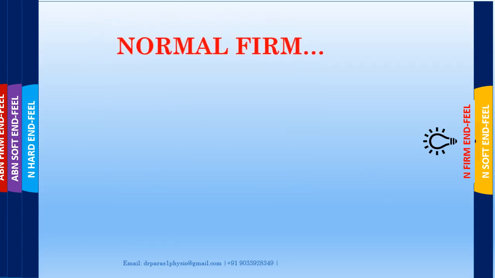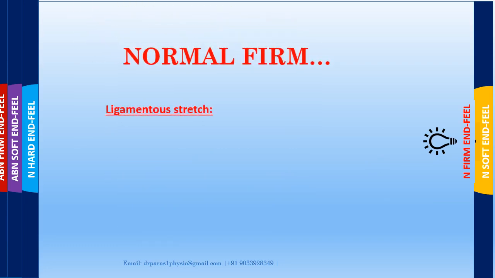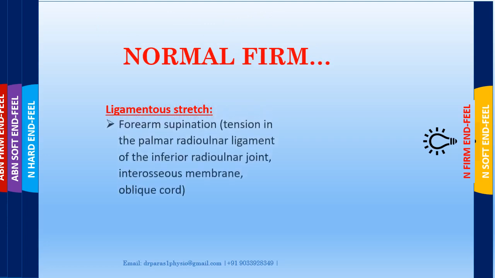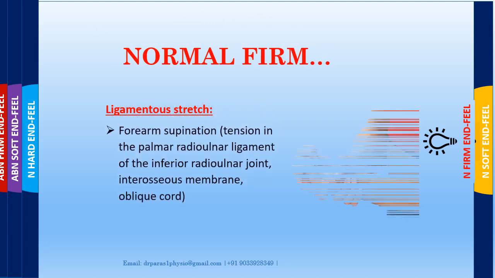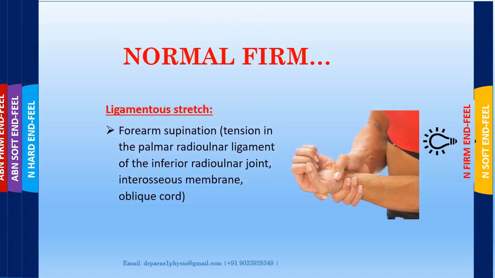Now third one, ligamentous stretch. In forearm supination, you may feel a ligamentous stretch type of feeling. That is mainly because of tension in the palmar radioulnar ligament of the inferior radioulnar joint, interosseous membrane and the oblique cord.